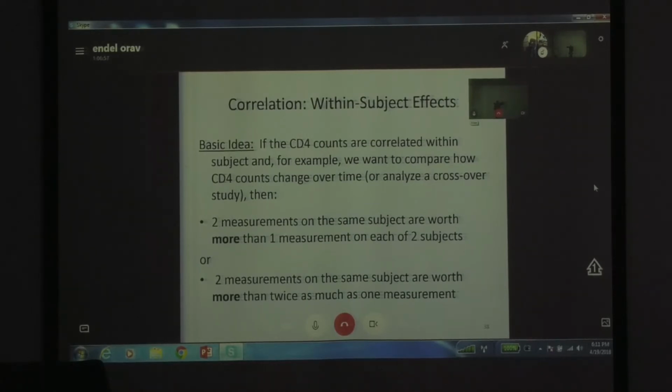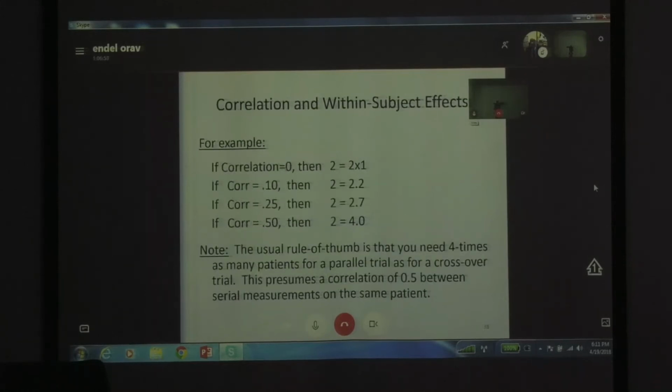And so if the correlation is 0, 2 just equals 2. But if the measurements are correlated, 2 measurements on the same person are worth 2.2 independent measurements, with correlation 0.25, 2.7 independent measurements. And if the correlation is 0.5, 2 measurements on the same person are worth as much as 4 independent people. This is the notion of a crossover trial. If you let the person be measured pre and post, you can save a lot in terms of sample size.